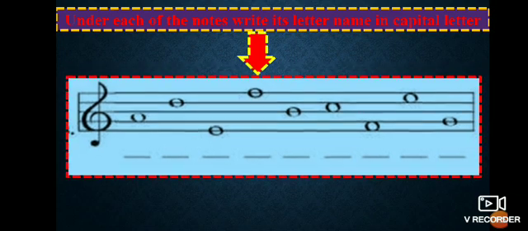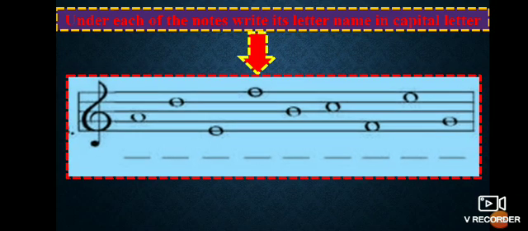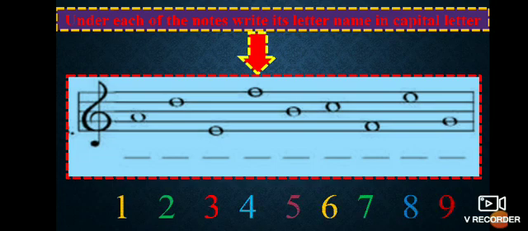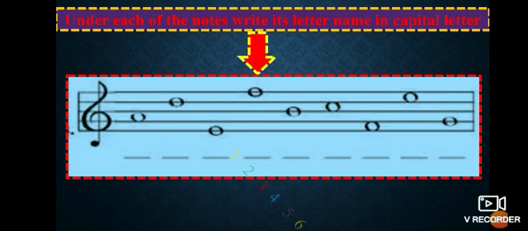As I told you, the first line on the treble staff starts from E. From that you can ascend and go down. So you are going to write the letter names under each of the notes, 1 to 9.